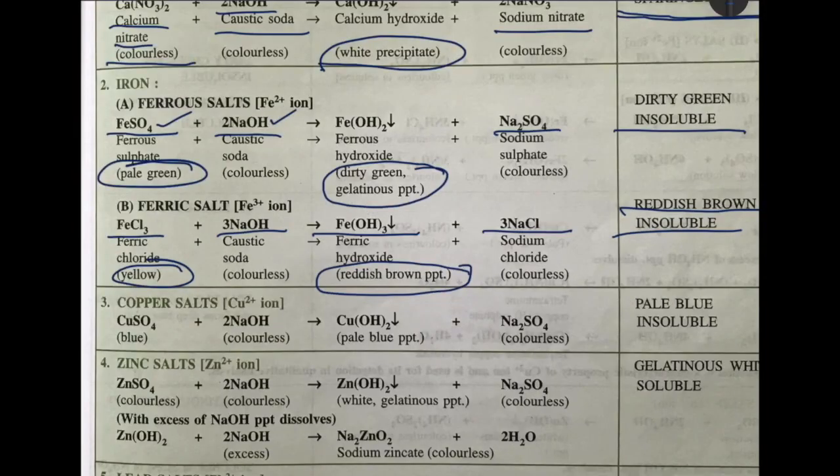So now, if you are given a blue colored compound, that is copper sulfate, to it you add sodium hydroxide, you will get a pale blue colored precipitate, which is copper hydroxide, and sodium sulfate is formed, which is soluble in water, so it is colorless. So if you put excess of sodium hydroxide, it is still insoluble.